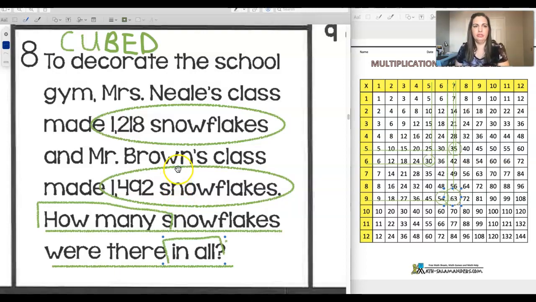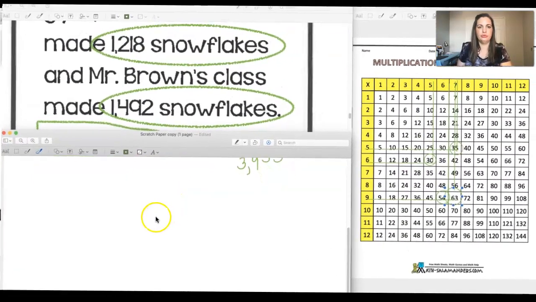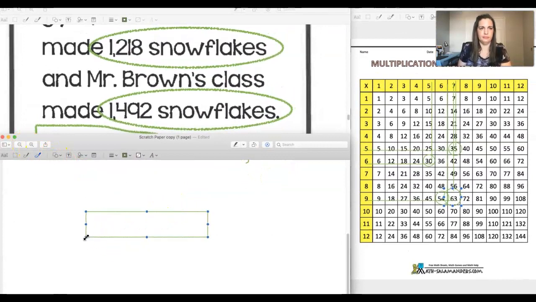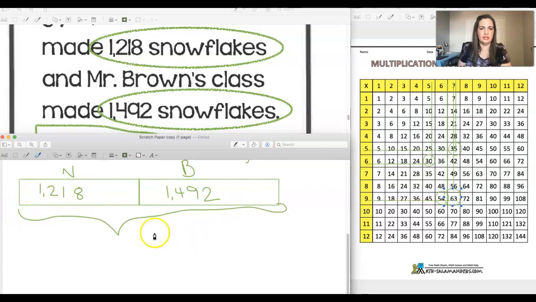D, draw a picture. I'm going to go to my scratch paper to draw a picture. I'm going to draw a tape diagram. The first tape diagram will represent Mrs. Neal's class, 1,218. And I'm going to just write an N for Mrs. Neal. Then I have another box for Mr. Brown, and his tape diagram will be slightly bigger because he did more, 1,492. And I need to know how much it equals all together.